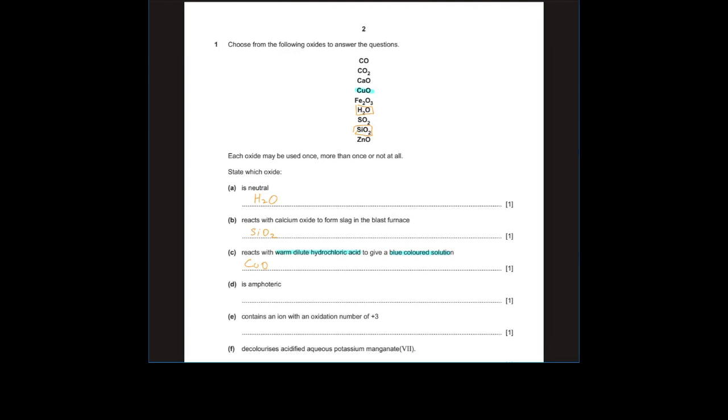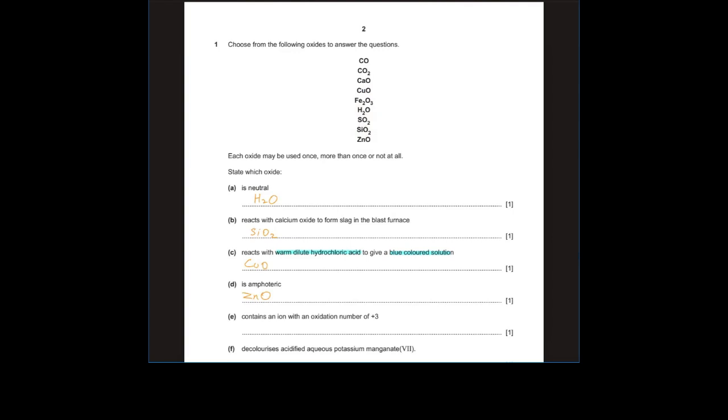D is amphoteric. So amphoteric would be like aluminum, zinc, and we do have zinc here. Here is zinc oxide. Okay, let me clear it.